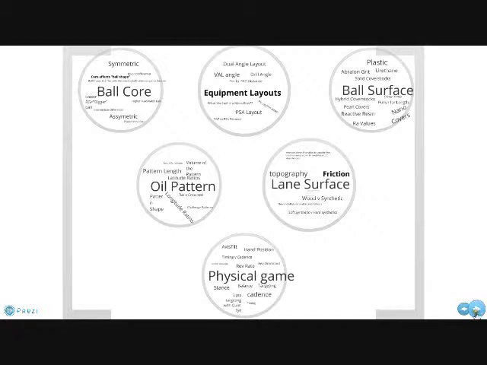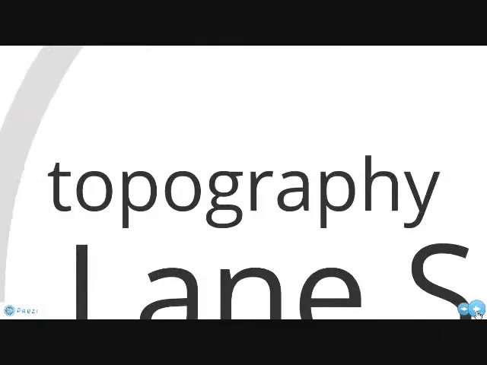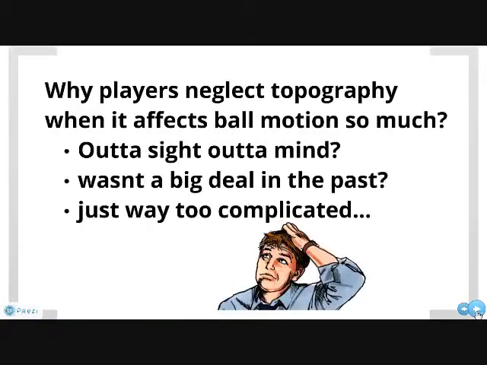Today's topic is about lane surface, namely topography. Why do players seem to neglect topography when it affects ball motion so much? Well, could be out of sight, out of mind. The depressions, crowns, and cross tilts are so small we can't see them, but best believe your bowling ball does see them.